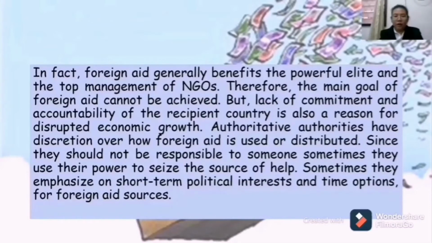Sometimes they use the power to seize the resources of help. Sometimes they advertise on short-term political interest and the time option for the foreign aid resources.